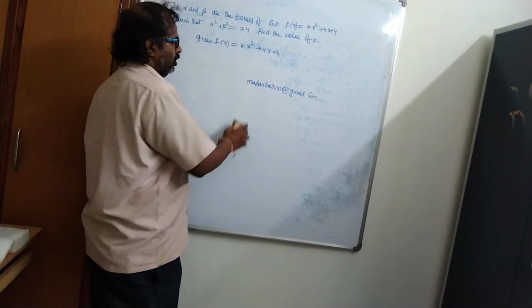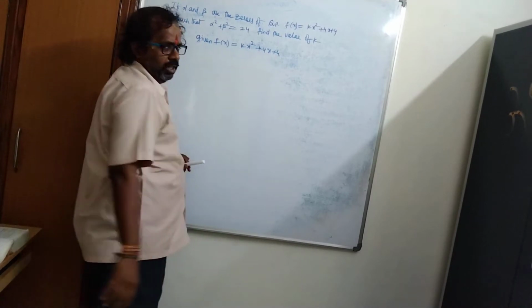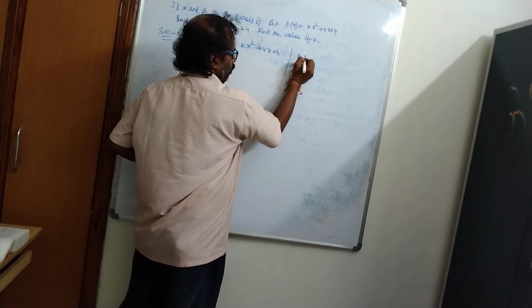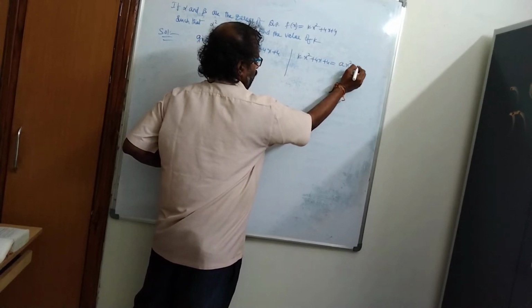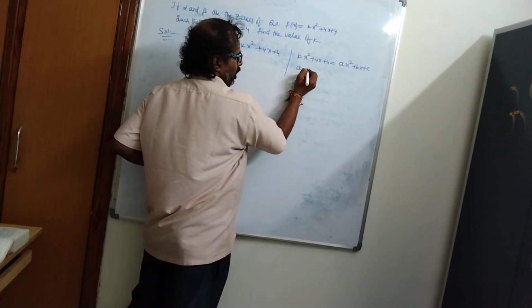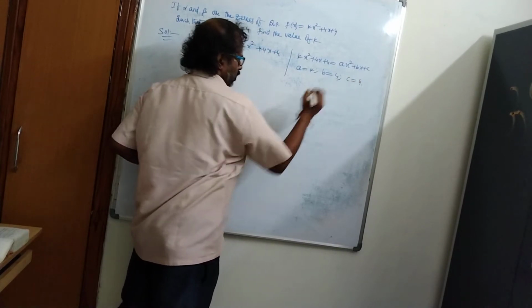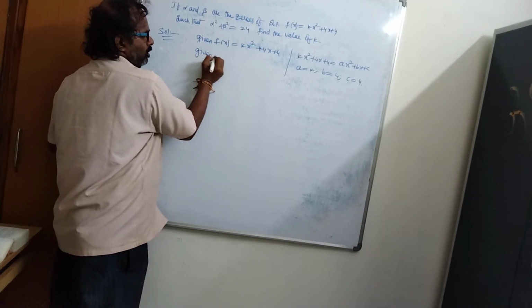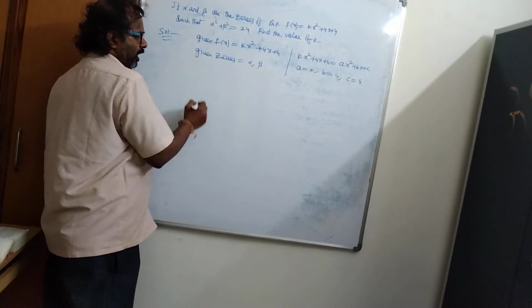So now coming to the problem, f(x) = kx² + 4x + 4 is the given polynomial. Just compare this one with our original quadratic polynomial ax² + bx + c. So here a = k, b = 4, c = 4. Next, what did he give? Given zeros are alpha, beta.